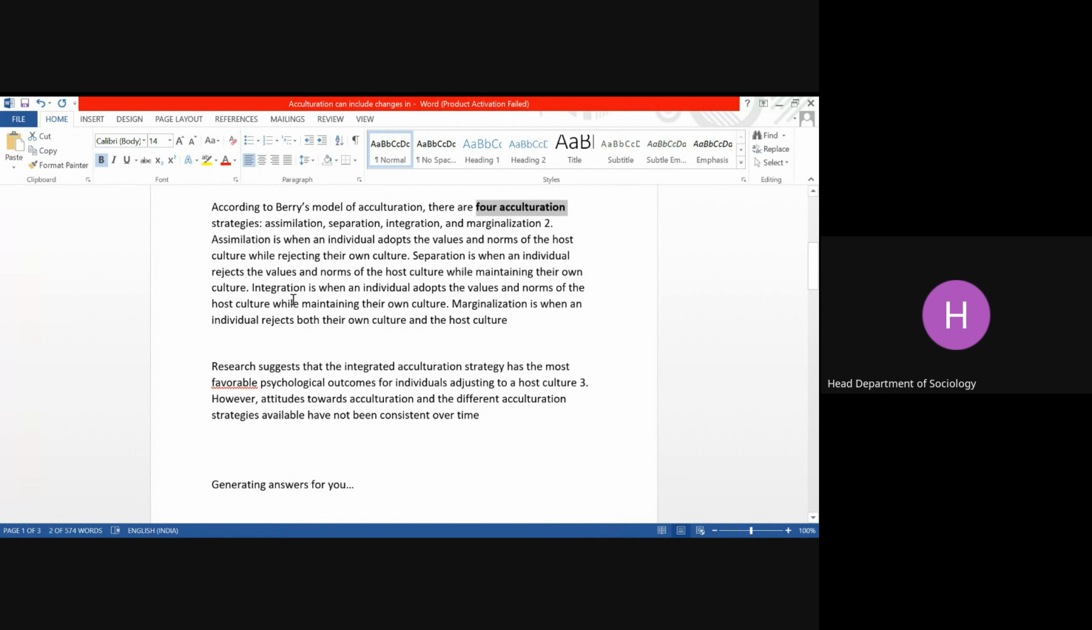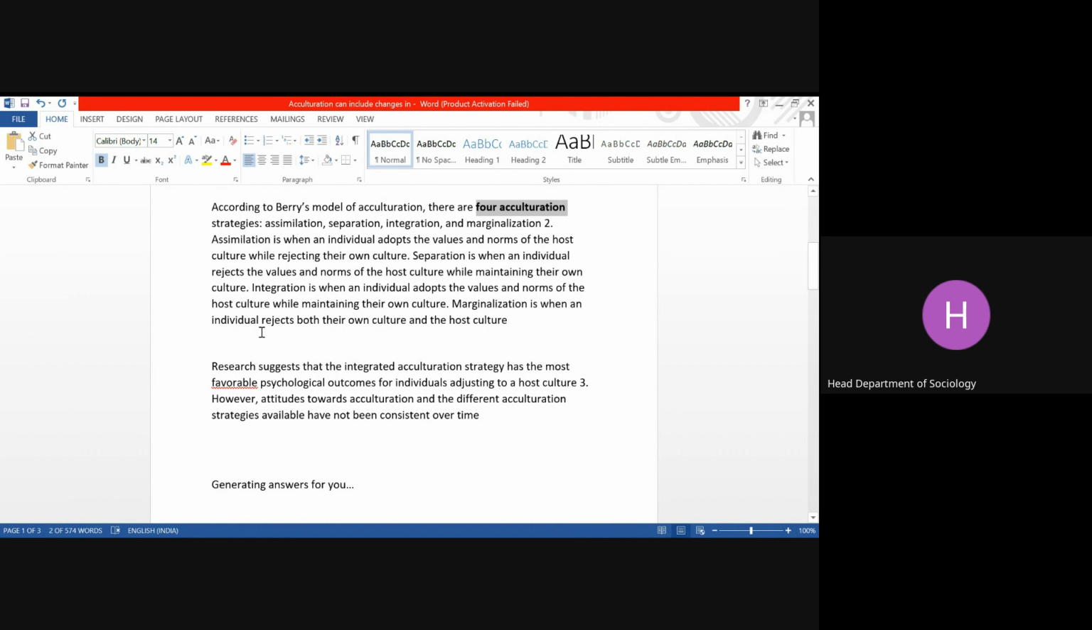Separation is when an individual rejects the values and norms of the host culture while maintaining their own culture. Why they have said separation is when we go to other countries, we have to adapt to the culture of those countries. But we see that we are still maintaining our culture. Maybe the people who are staying there may not accept our culture. Integration is when an individual adopts the values and norms of the host culture while maintaining their own culture, right? While maintaining our culture, when we are learning others' culture, it is called integration.